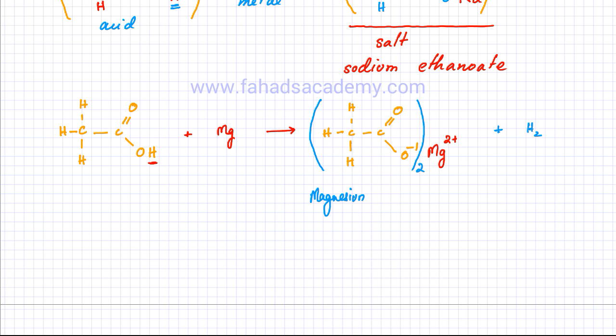Magnesium ethanoate. And to balance this equation, there should be two ethanoic acids, because magnesium is going to replace two hydrogens. So that would be a balanced equation.